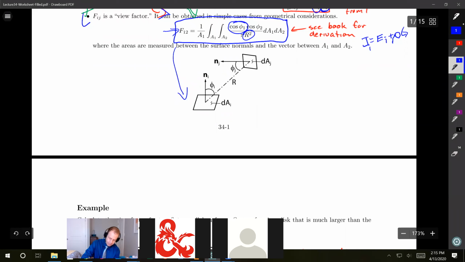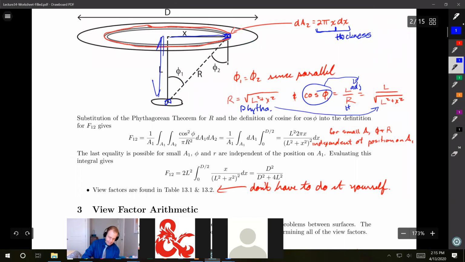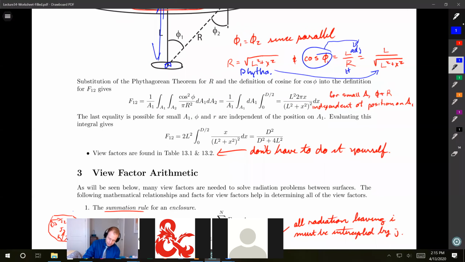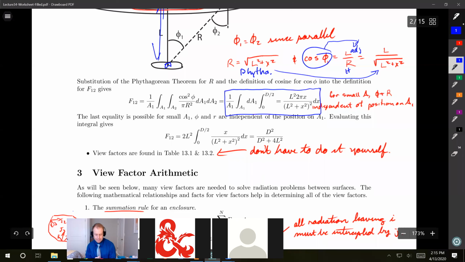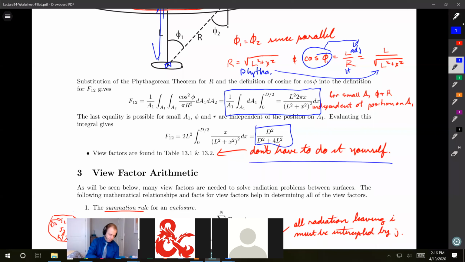and I'm going to substitute in r's for l's. And you have to do this integral. It comes out, this double integral. And you can get everything in terms of just the big diameter and the distance between the two objects. And the big take-home message is you don't have to do this for yourself. In the book, let me bring the book up here.